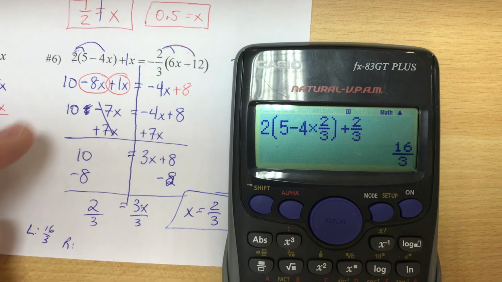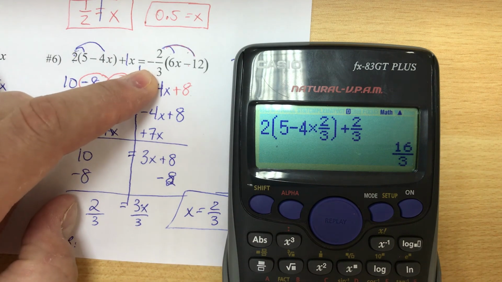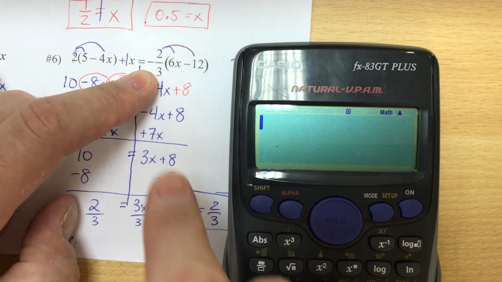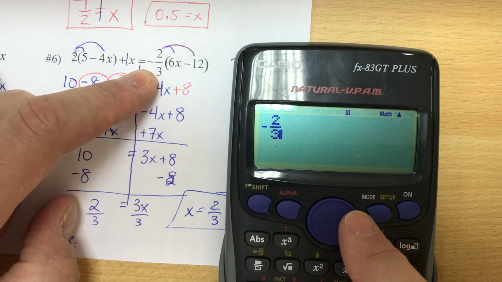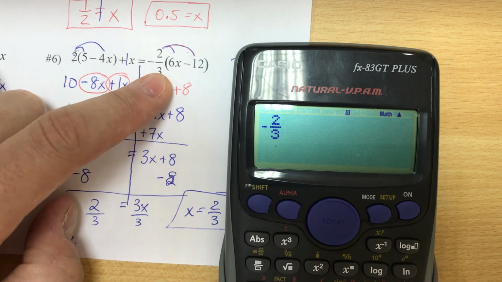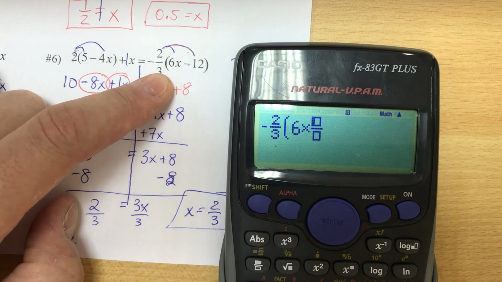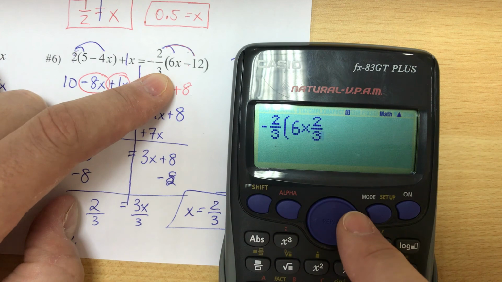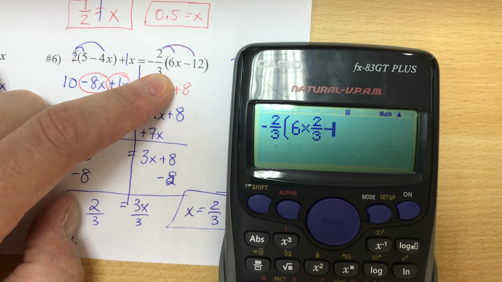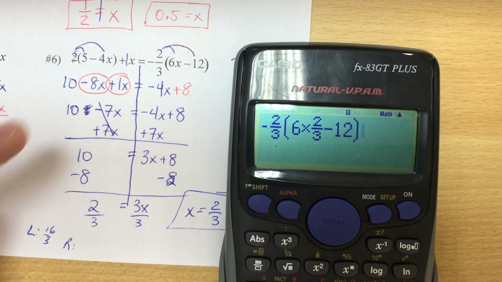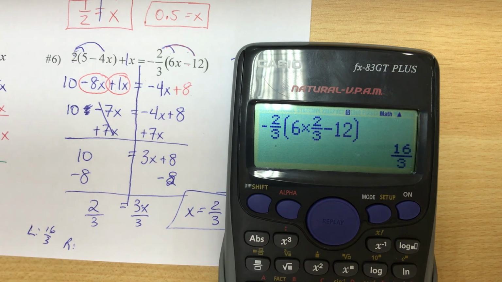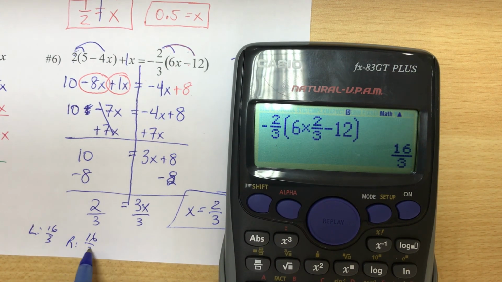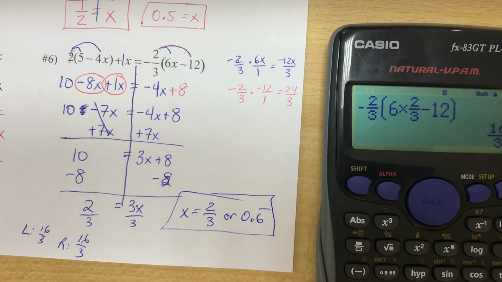Hopefully the right side is the same. Now, when I type this, don't forget that is a negative in front of that fraction. So negative 2 over 3 times parentheses 6x, so 6 times 2 over 3 minus 12. Fingers crossed. Do we get 16 over 3? Yeah, look at that. So that means that the answer is 2/3.